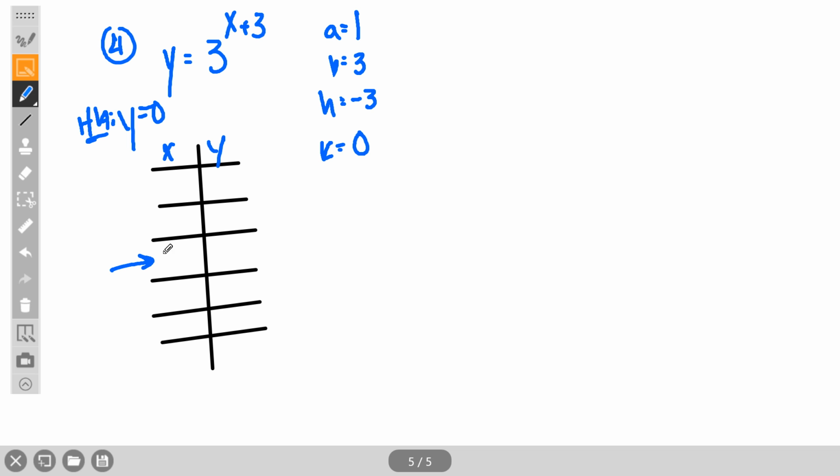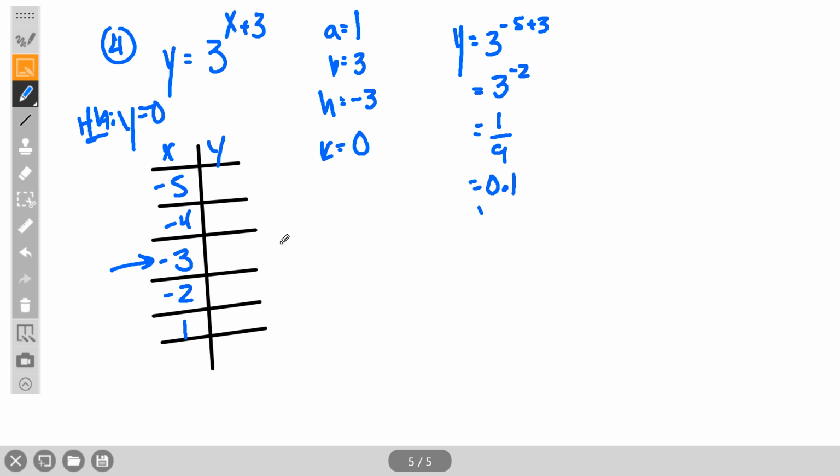The middle of the table should be the h value, which is -3. To the left of that is -4 and -5. To the right of that is -2 and -1. I'm going to plug all of these in, starting with -5. So -5 plus 3, 3 to the -2, which is 1/9. Or you could just put it in a calculator, which I suggest, which is 0.1. Plug in the next one, -4, which gives 3 to the -1, which is 1/3, which is 0.3.